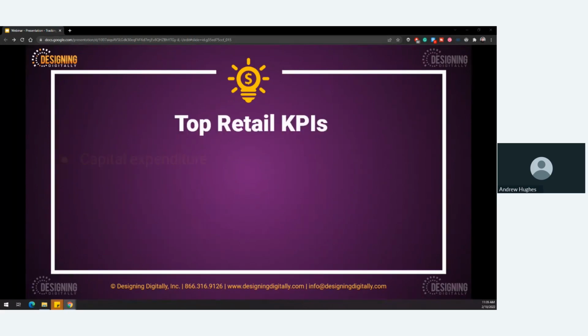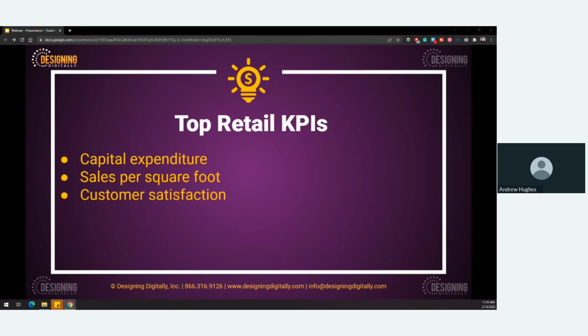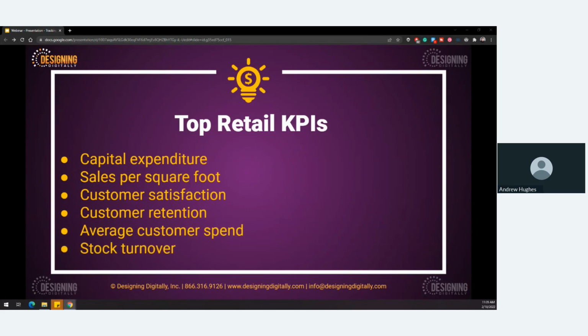Now, what about retail? You may be looking at capital expenditures. Sales per square foot is extremely important, as you guys know. If anybody in here works for an organization that may have products in a store, even like Walmart or Kroger and so on and so forth, it is extremely important to know how much you're getting in sales per square foot, because they may bump you out if it's too low. Customer satisfaction, how often products are being purchased and repurchased for customer retention, and what the average customer spend is on those products over their lifetime of being a customer. And then what is your stock turnover? How quickly are you turning over that product and having to restock the shelves?